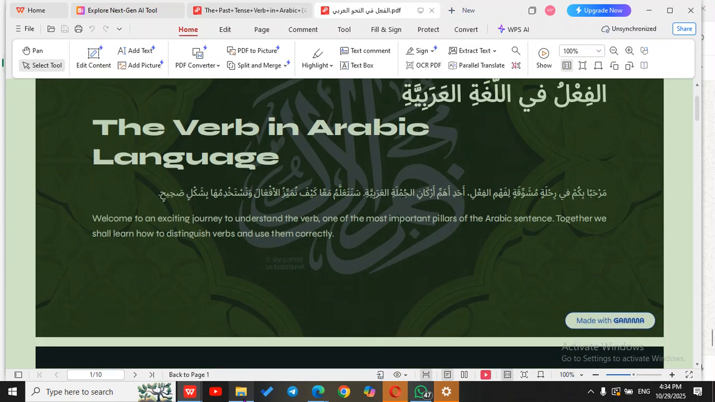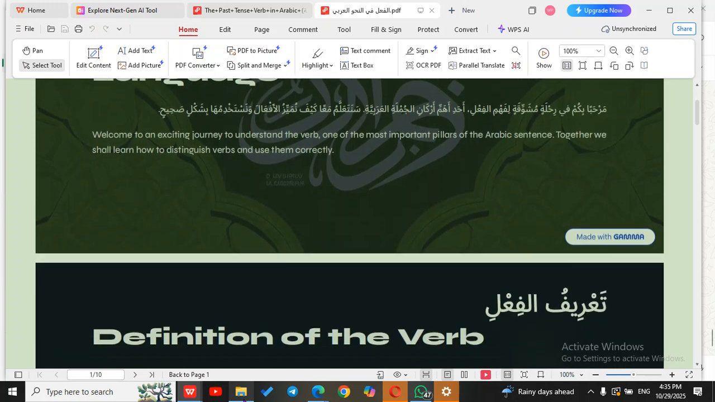مرحبا بكم في رحلة مشوقة لفهم الفعل أحد أهم أركان الجملة العربية. سنتعلم معا كيف نميز الأفعال ونستخدمها بشكل صحيح. Welcome to an exciting journey to understand the verb, one of the most important pillars of the Arabic sentence. Together, we shall learn how to distinguish verbs and use them correctly.